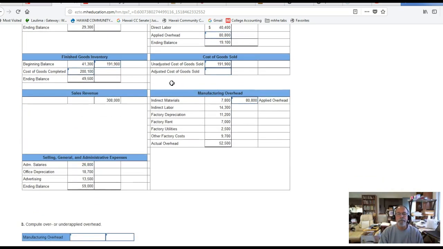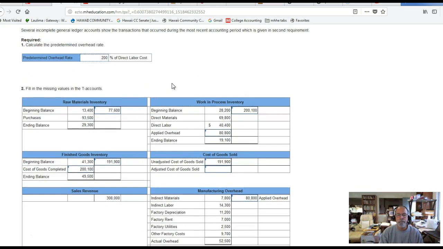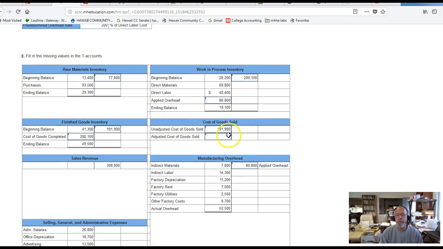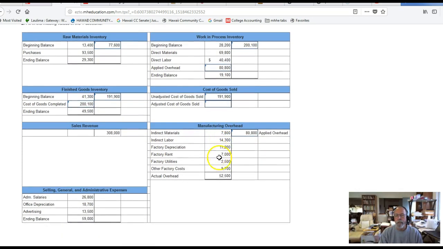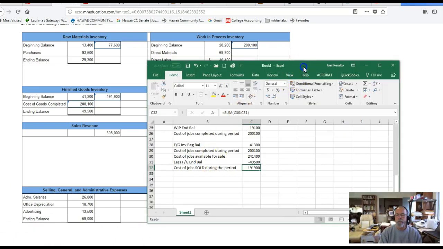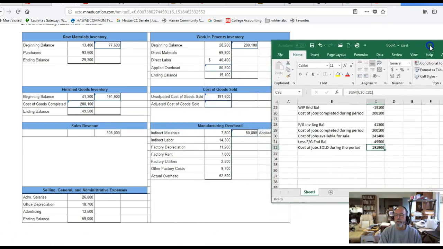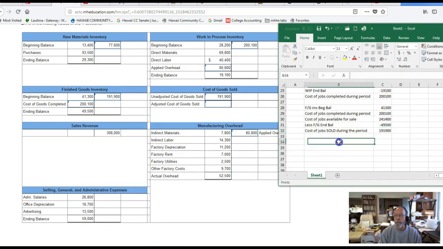So we're almost done with the T accounts. We have cost of goods sold recorded, unadjusted, and we have our manufacturing overhead account. It looks complete, and it looks like it's something that we can just accept as is, but I think it's probably a good idea to just double check the calculation, and we can easily do that on a calculator.